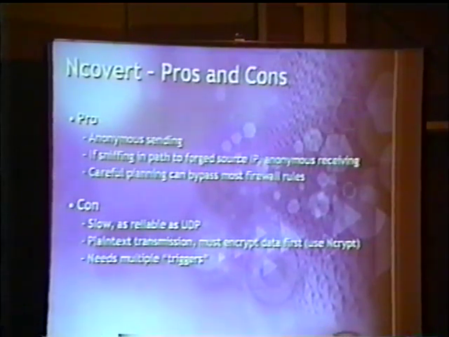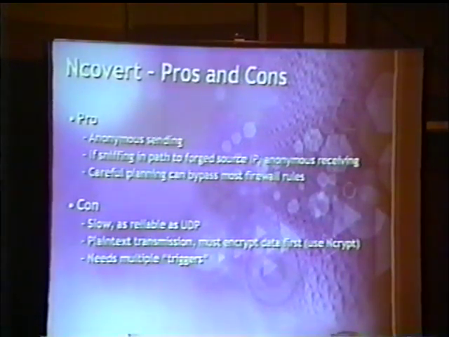The cons of this is it's slow, and it's as unreliable as UDP. This is where version 2 of this or whatever is going to actually try to improve some of this. But for right now, it's just as slow as UDP. It is plain text transmission, okay? And we're going to talk about what you can do to actually encrypt the data before you actually do the sending. Any file encryptor would work for that just fine. I'll talk about some other things we could possibly do later on.